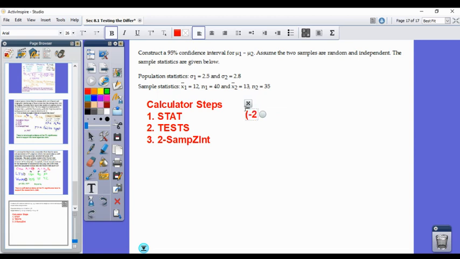negative 2.209 and 0.208. So then you could just say with 95% confidence, the difference of mu1 minus mu2 is between negative 2.209 and 0.2086. And we're done.